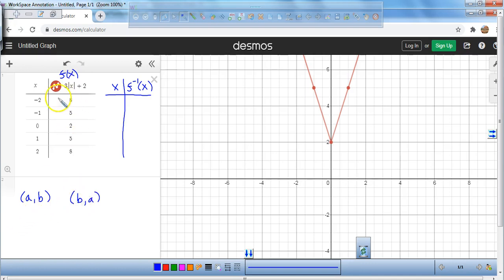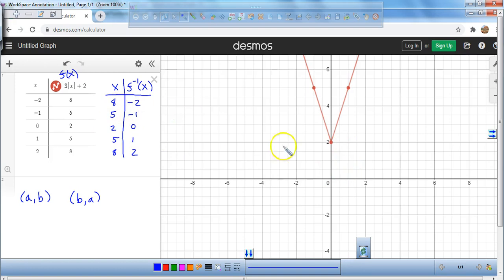Now what does that mean? Well, I'll show you. If that says -2 and 8, this will be an 8 and a -2. If that says -1 and 5, that's going to be 5 and -1. 0 and 2 becomes 2, 0. 1 and 5 becomes 5, 1. And yes, 2 and 8 becomes 8 and 2. So we're going to go ahead and plot these and see what the inverse would look like.